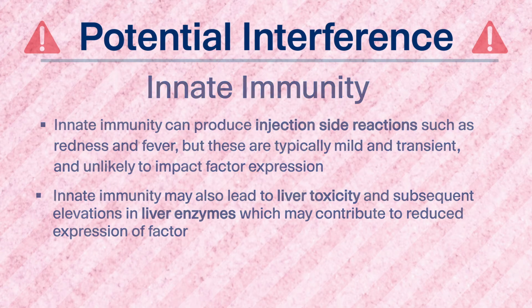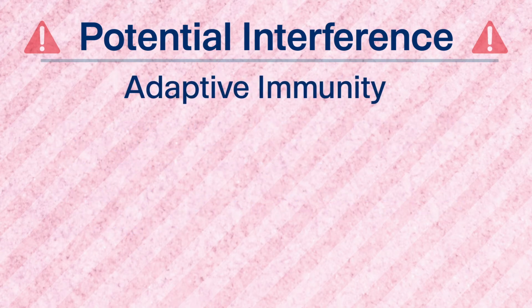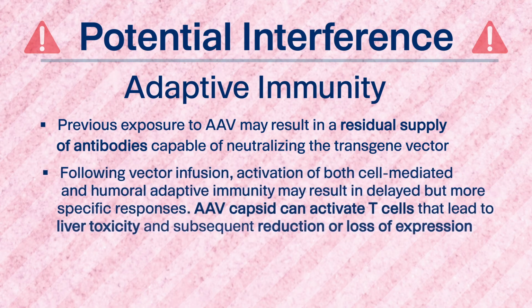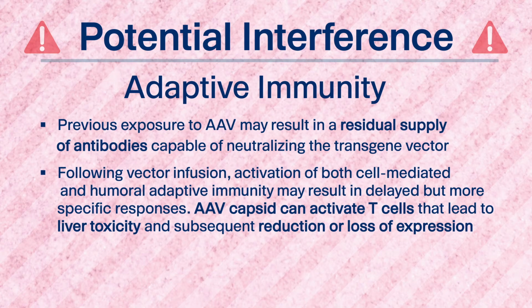of factor. The impact of adaptive immunity may be twofold. Previous exposure to AAV may result in a residual supply of antibodies capable of neutralizing the transgene vector. Following vector infusion, activation of both cell-mediated and humoral adaptive immunity may result in delayed but more specific responses.